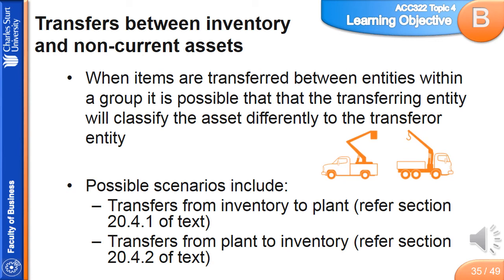So possible scenarios could be inventory being transferred that's classified as plant in the other entity, and this isn't uncommon. It's not uncommon for one entity in a group to transfer some of its inventory that's used for a different purpose, and this is the one we're going to focus on over the next few slides. However, there's also the other way, where transfers of plant are used as inventory, and there's an example of that on page 1007. However, we're going to focus on the first one, and we'll go through an example now on the next slide.